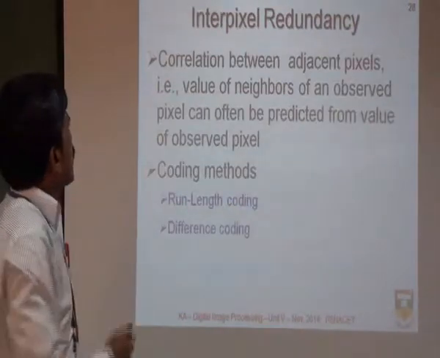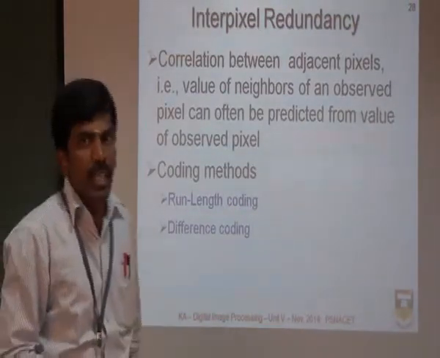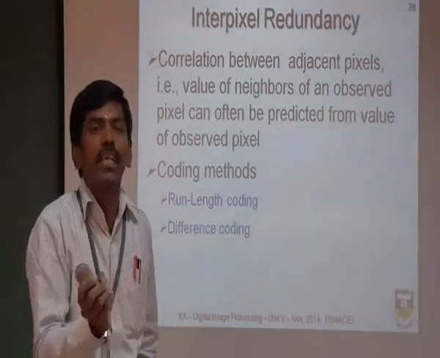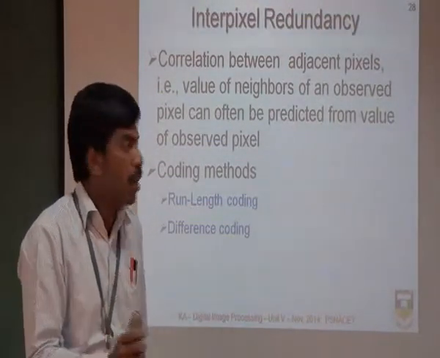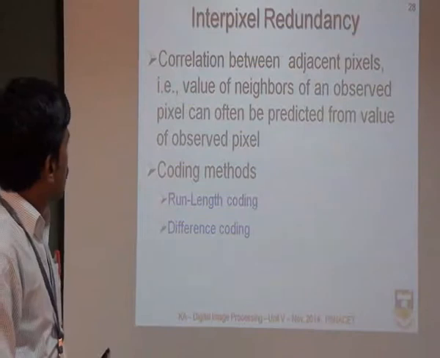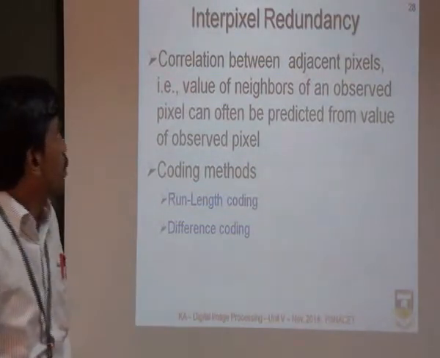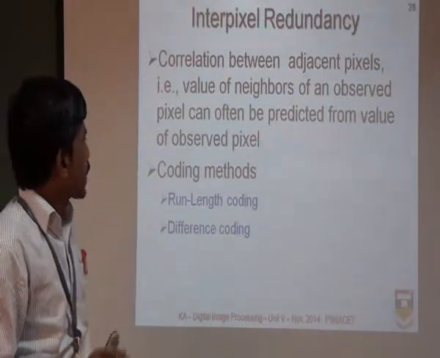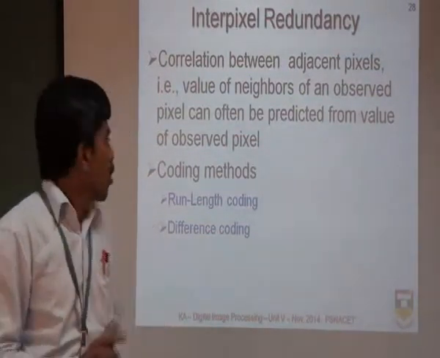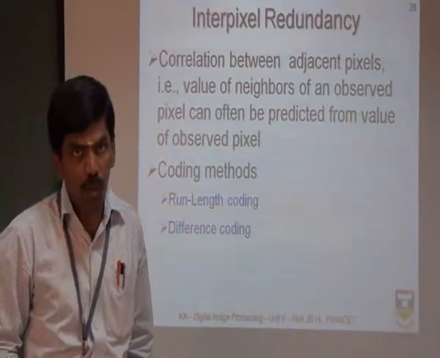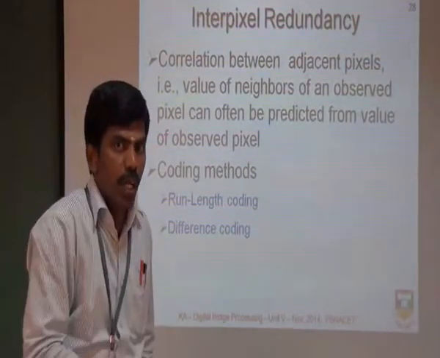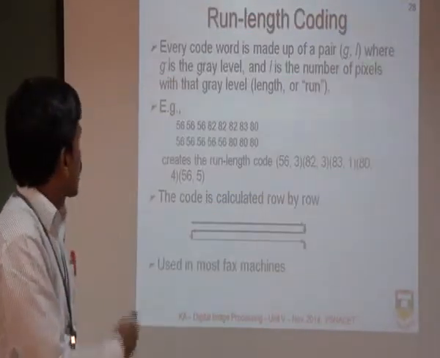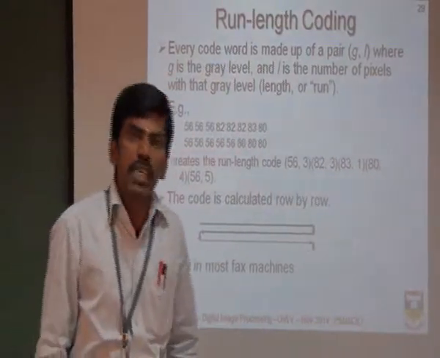So what about interpixel? I told you interpixel redundancy is nothing but that between the pixels there is some correlation; neighboring pixels are correlated. So with correlation between adjacent pixels, the value of a neighboring pixel can often be predicted from the value of the observed pixel. For coding interpixel redundancy there are two techniques we can use: one is run length code, the other is differential code. So first we discuss the run length code.